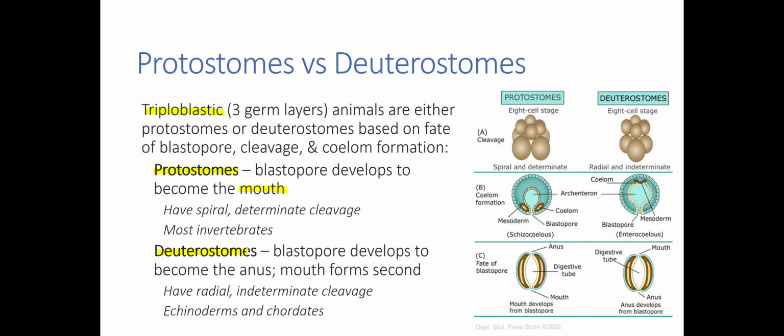Now, deuterostomes, which includes us and echinoderms, have a blastopore that develops into the anus. So you can think about the word deutero, what that may sound like, and then connect that to anus, and that will help you remember it. But they have what's called a radial indeterminate cleavage. So early on, these cells don't know what they're going to become just yet. That'll be determined later on in development. There are also some differences in how their coelom forms, based on the mesoderm and things like that.